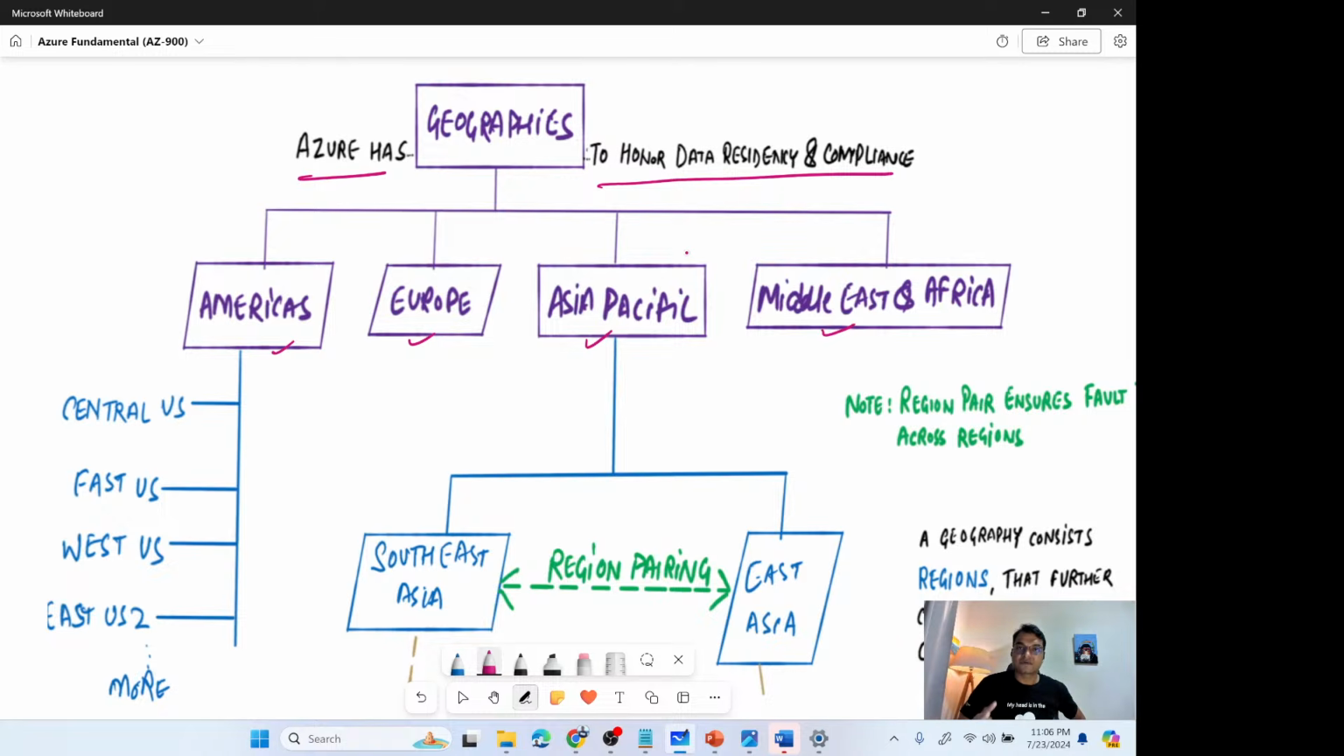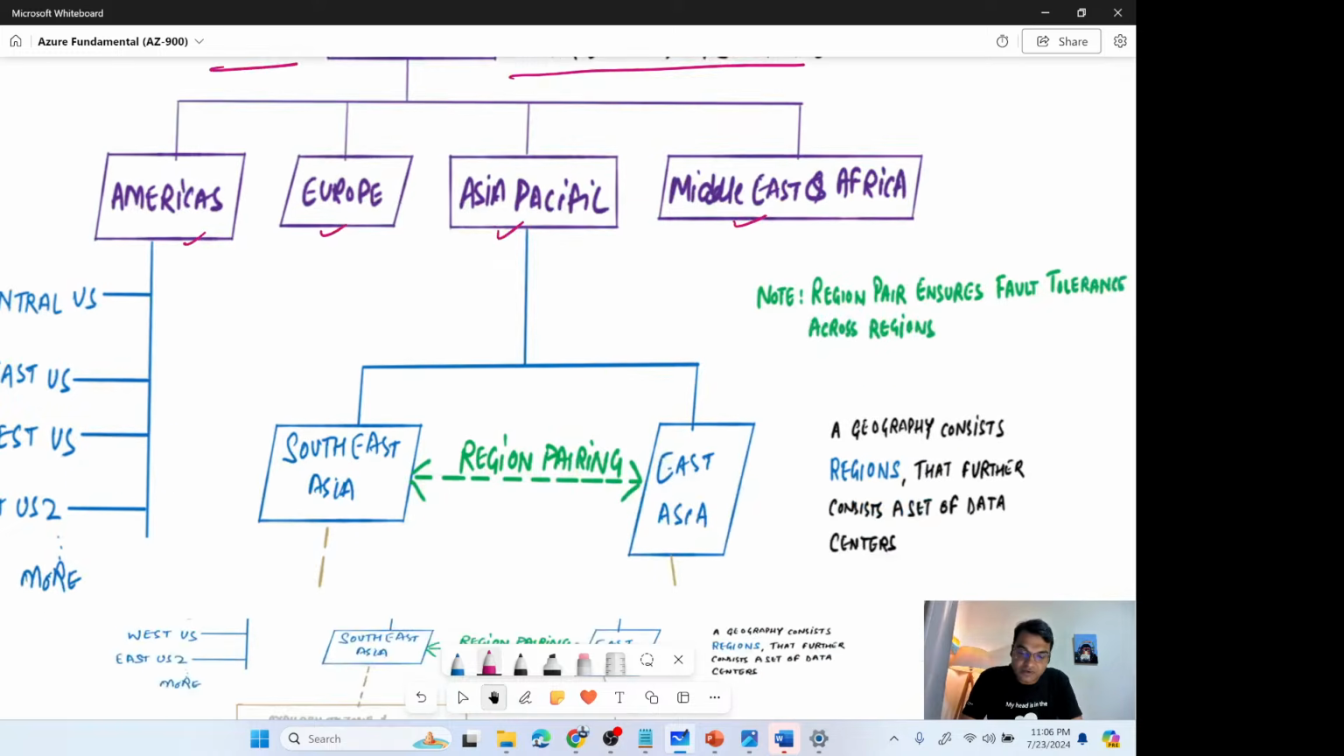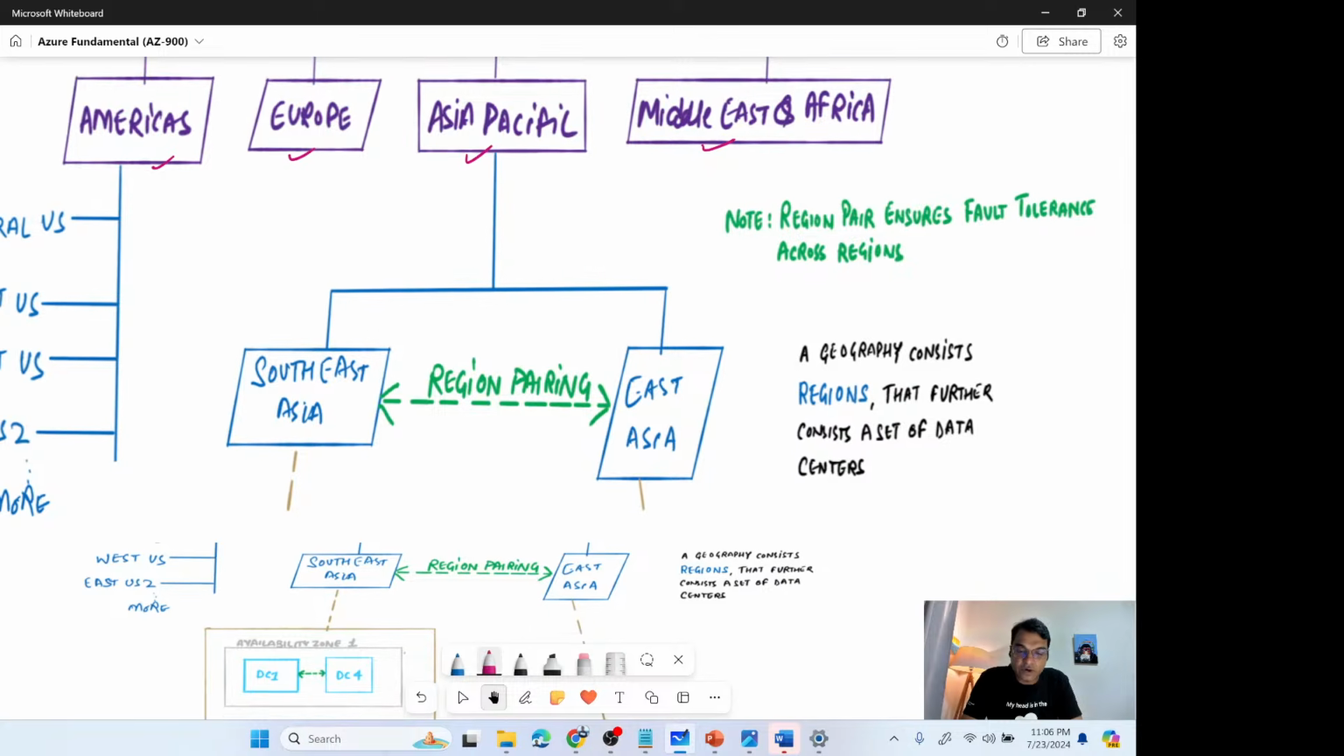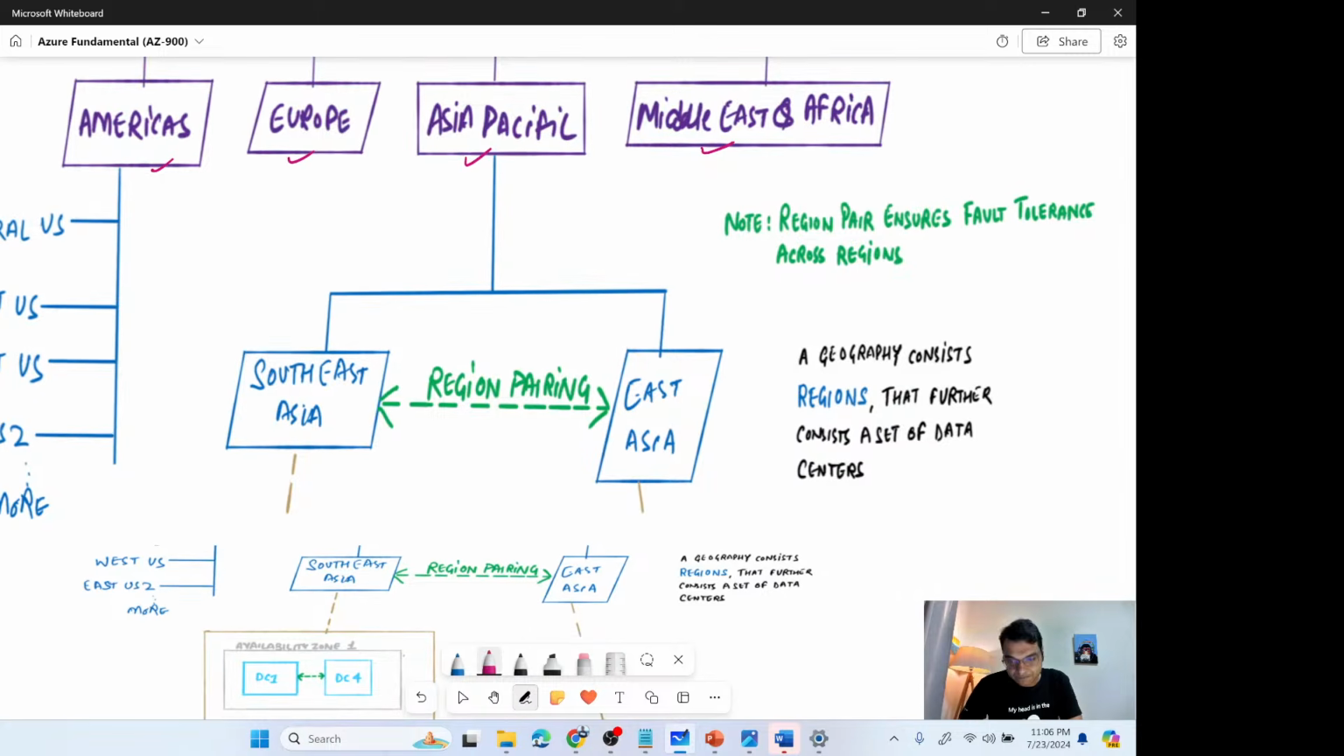So geographies, how many geographies are there? Americas, Europe, Asia Pacific, and Middle East and Africa. Four geographies. Okay. Then, if I were to double click on Asia Pacific, when you double click on geographies, what happens is then comes region. The first thing that we learned is geography, right? Second thing we are learning is region. And region is always within a geography, as you can see. Every geography has a number of regions.